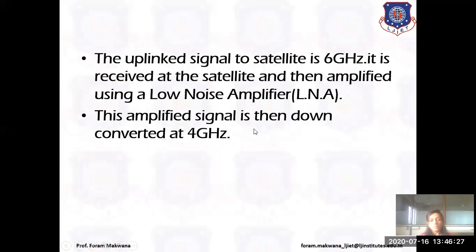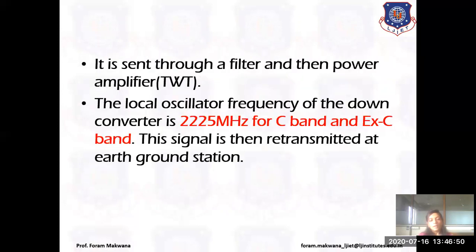And that 4 gigahertz frequency is going to be amplified using a power amplifier. It can be a traveling wave tube amplifier, right? So my 6 gigahertz frequency is down converted to 4 gigahertz. Why is it down converted? Because the frequency is going to decrease. And that 4 gigahertz signal is going to be amplified with the help of the traveling wave tube. So the local oscillator frequency of the down converter, as we have seen, is 2225 megahertz, approximately 2 gigahertz for C band.